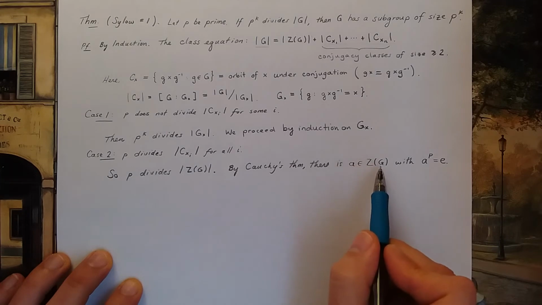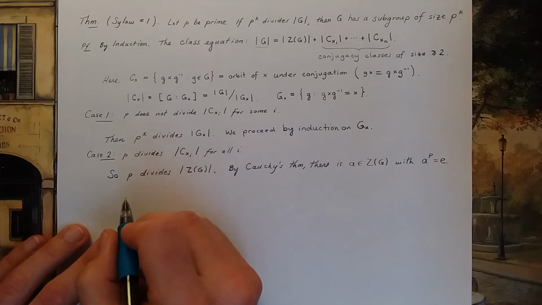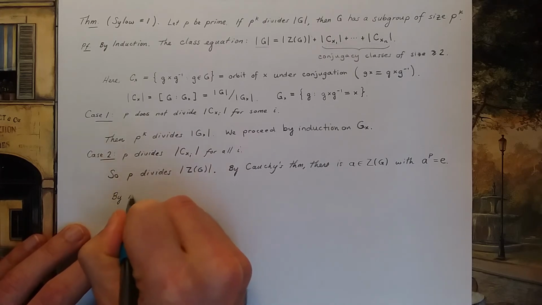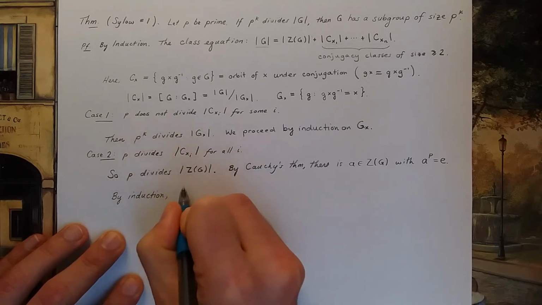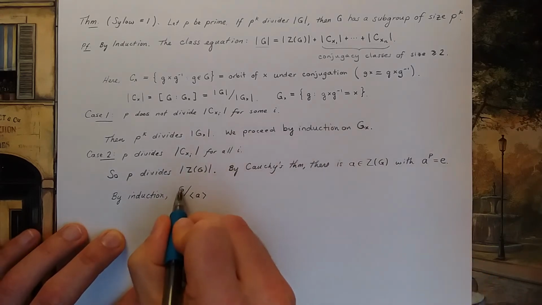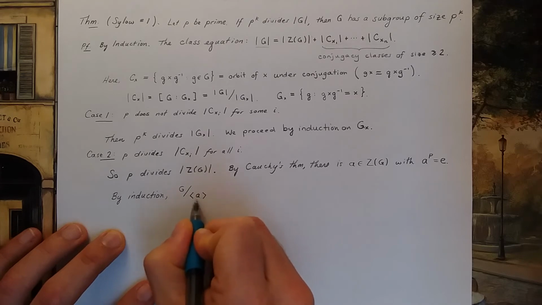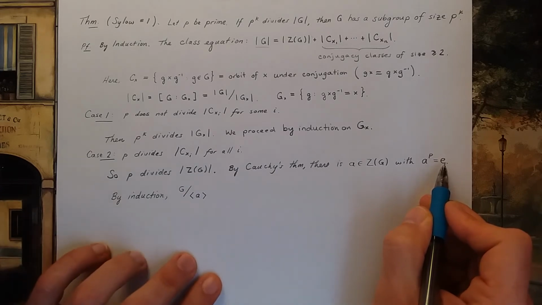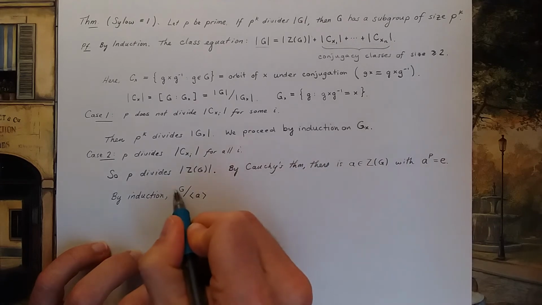Now, A is in the center of the group. It commutes with everything. So that means we can consider, by induction, we can look at the factor group. I'm going to look at the factor group, the set of cosets of the subgroup generated by A. So these are all powers of A. That's A to the 0, 1, 2, up to the P minus 1 power. It has order P. And because A is in the center, A commutes with everything else in G.